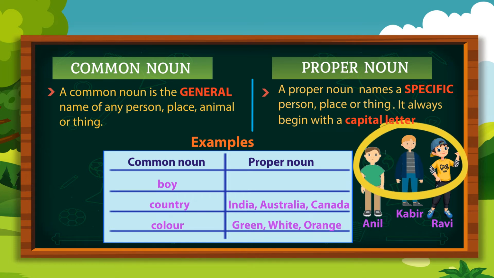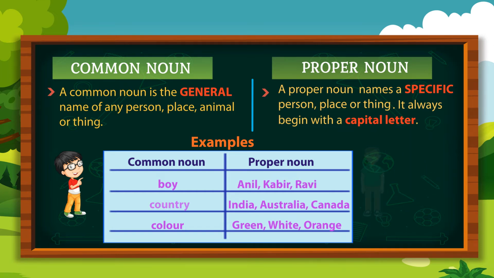But what is common among these three? It's all three boys. So that's why boy is a common noun. And this is the particular specific name of the person. That's why it is the proper noun. Country is a common noun because it refers to a general, non specific place. On the other hand, India, Australia, Canada are proper nouns because they refer to a specific country. So they are proper nouns.